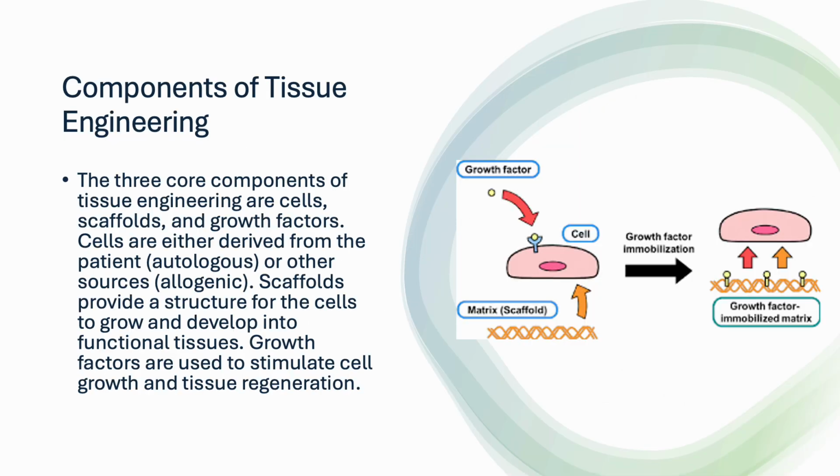So let's break down the essential components: cells, scaffolds, and growth factors. That's what you can see on the right side of this slide. Now, cells are the foundation for tissue growth. Scaffolds act as the structure, as you see the matrix here, the cell matrix, and growth factors are responsible for stimulating the cells to form new tissues.